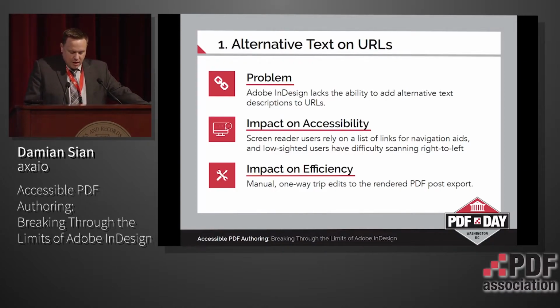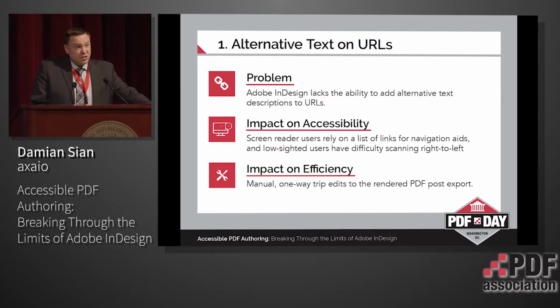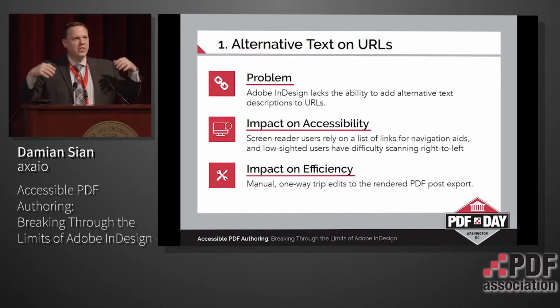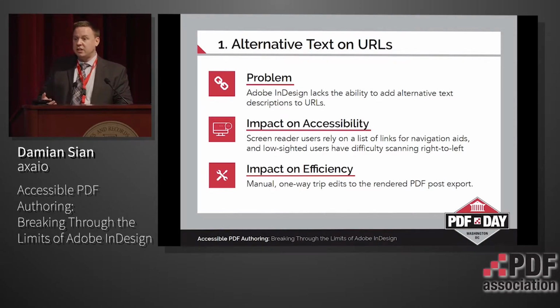What's the impact? A screen reader user, so someone who's non-sighted relying on a screen reader like JAWS or NVDA, will pull up a list of links to navigate through a document. It's a very common navigation technique, both in PDF and in web. If we take the full string URL and put that up into that list of links, it becomes really unusable. So putting the alternative text on that makes the experience far better. Right now, the only way that I can do that is after the document has been exported to PDF. And that's a one-way trip with a manual process.